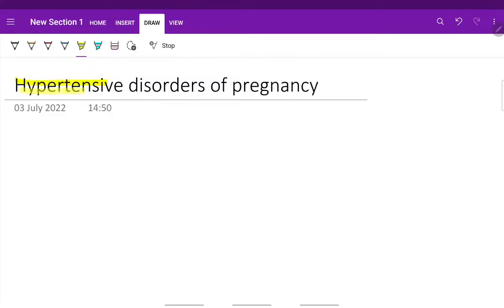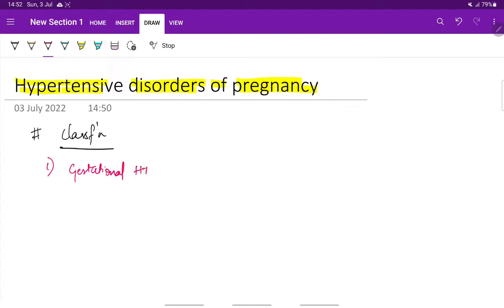Let's see about hypertensive disorders of pregnancy. First, let's see the classification. The hypertensive diseases of pregnancy are classified into 5 types. First is gestational hypertension, which is also known as pregnancy induced hypertension.